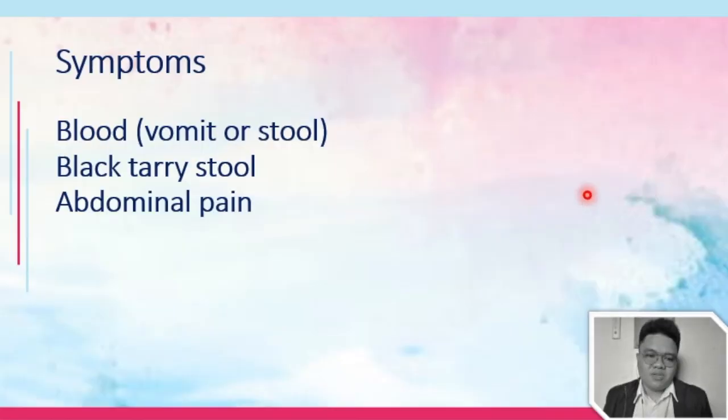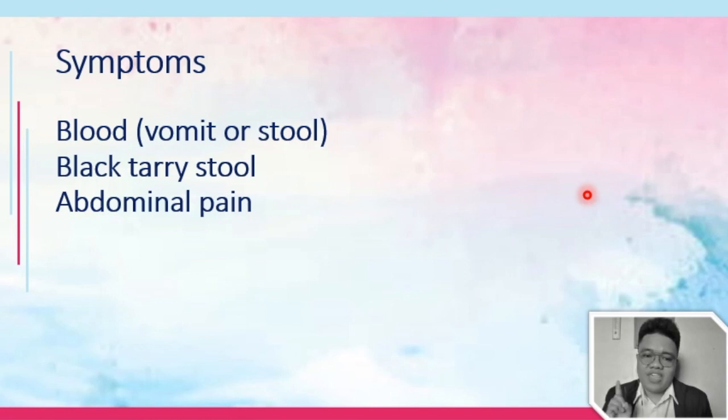Now, symptoms. The symptoms could be the presence of blood in your vomitus, hematemesis, or the presence of blood in your stool, hematochezia. There may be melena or black tarry stools, especially if we're talking about upper gastrointestinal bleeding. Abdominal pain, although among the first signs of gastrointestinal bleeding, is considered to be a vague sign. Abdominal pain is indicative of a lot of disorders.